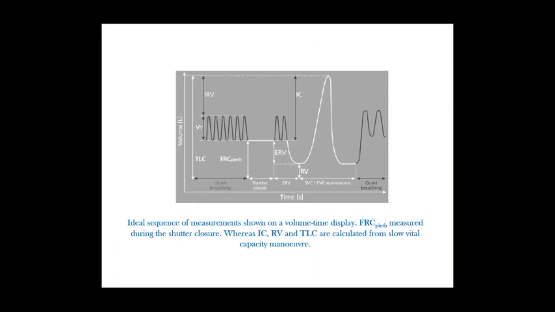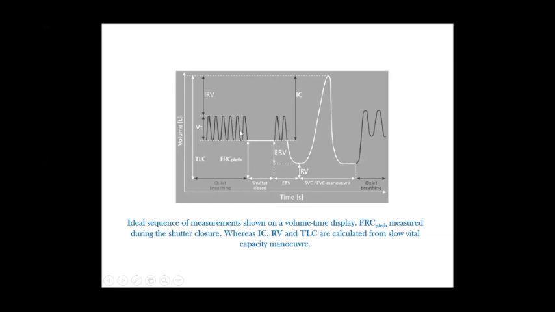Here is the diagram showing the actual procedure. The patient starts with normal breathing to maintain a stable breathing pattern. If he didn't start with normal breathing, the subject might breathe with an unstable pattern, and this will affect the accuracy of our measurement. It might give us an overestimation of our resting lung volume or FRC. So we should establish a resting lung volume at the beginning of any pulmonary function testing.